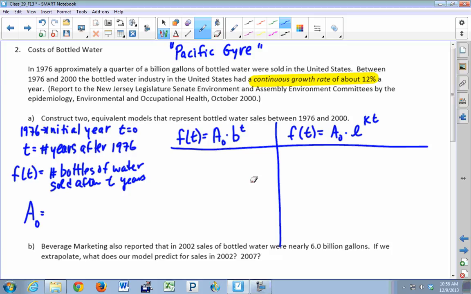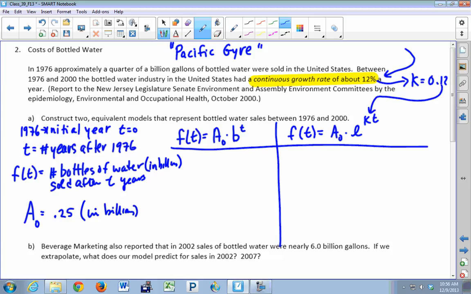Well, I don't want to write out 250 million. I'm just going to write out 0.25 to make my numbers a lot smaller to work with, where we know it's in billions, right? So up here, when I defined F of T, I should have put my unit in here in billions. So I know that that's 1/4 of a billion. That's my unit. Now I go back and I see my problem gives me the continuous growth rate. The continuous growth rate is the value of K. K equals 0.12. So that's what I put right in here for K.